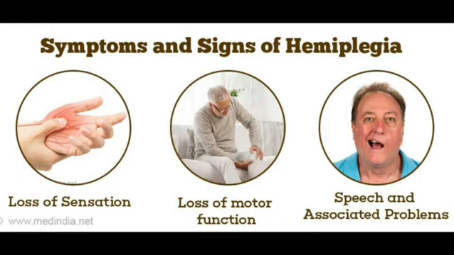Pusher syndrome is one of the signs, as this syndrome arises from traumatic brain injuries and causes a person with hemiplegia to shift their weight to the affected side. And also, we can notice speech and associated problems, as the hemiplegic patient can face difficulty in speaking, often manifesting as slurred speech. This is also accompanied by swallowing and breathing difficulties.